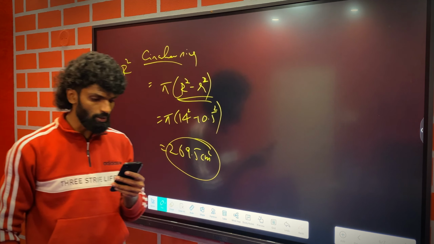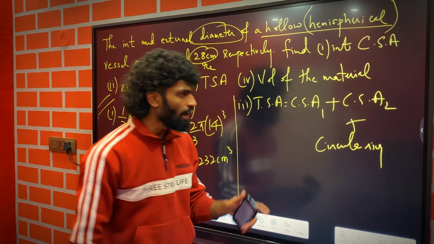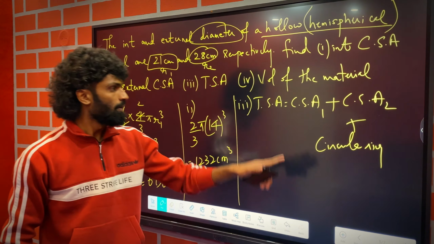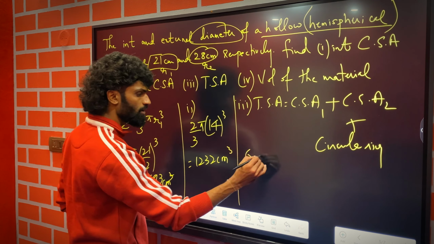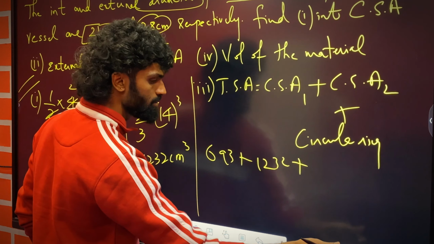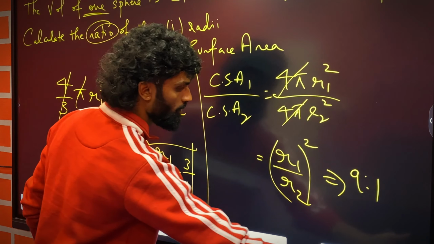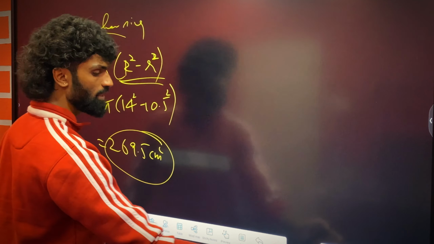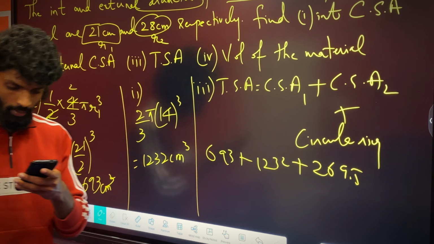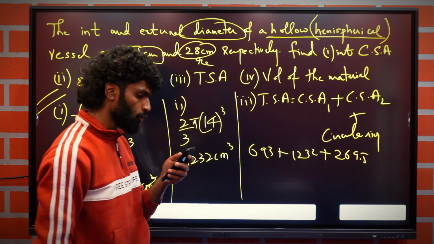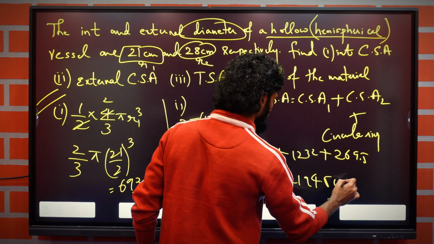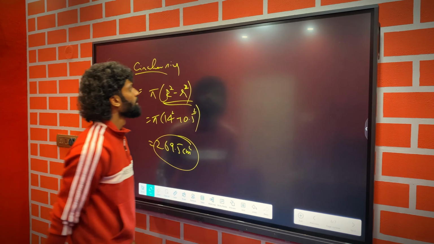To find TSA, I'm supposed to add everything, just like the way I wrote it here. Okay? Now, I know the value of CSA1, 693. CSA2 is 1232. Plus the circular ring I just now found, 269.5. I'll add everything and my answer is adding up to 2194.5. That's how it is.